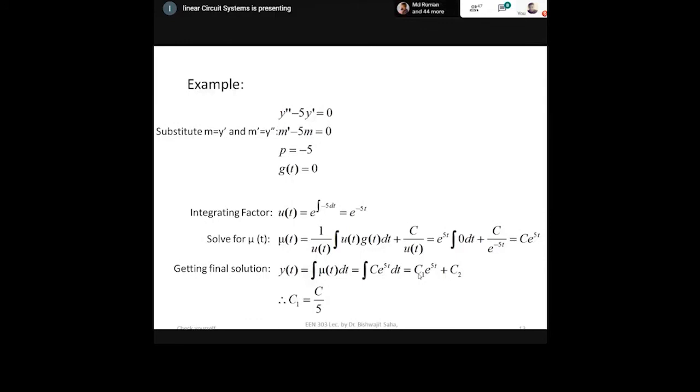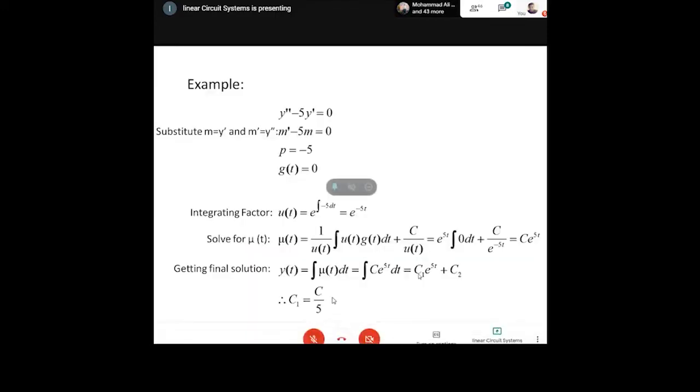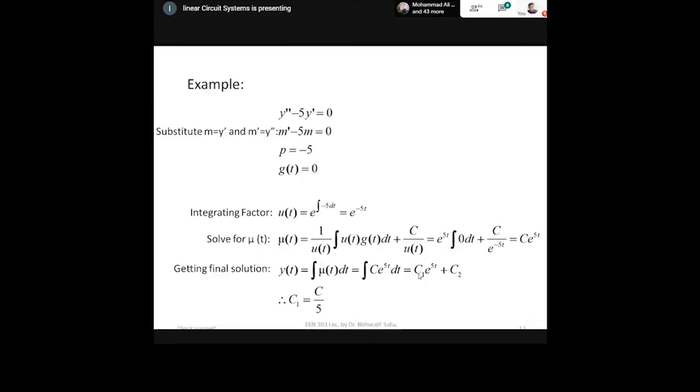Clear? Yes, sir. Someone's microphone is making echo. Can you stop your microphone? Can you mute your microphone? Please mute your microphone.